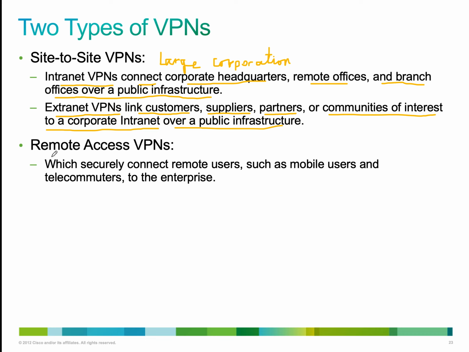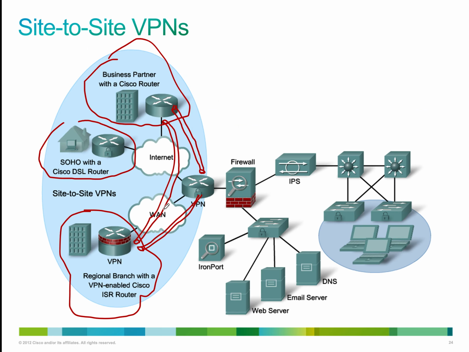Now, the next one is the remote access VPN. The second one, apart from site-to-site VPN, we have the second one, remote access VPN. Remote access VPN securely connects remote users, such as those using mobile phones, the mobile user, and telecommuters to the big enterprise. Okay, so meaning you just add a similar, but this is for site to site. Okay, from this business partner to this regional office. Okay, a tunnel will be created over this public internet.